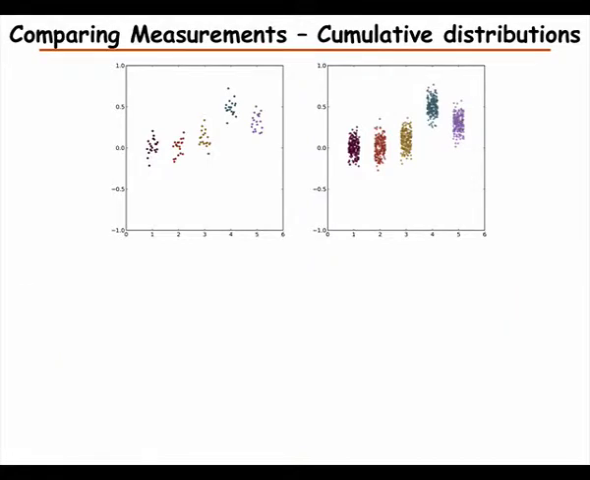So there's one more way. We talked about histograms and kernel density estimates, but the third way that we can compare measurements is the cumulative distributions.